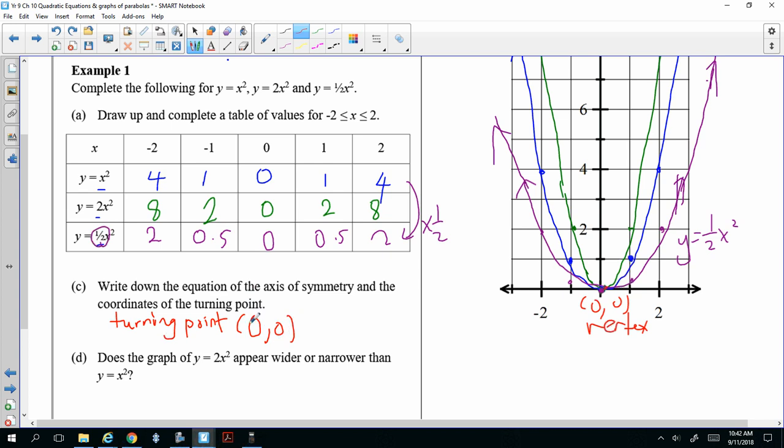And the axis of symmetry is the y-axis. That's the axis of symmetry. So x equal to 0. So the axis of symmetry is x equal to 0.